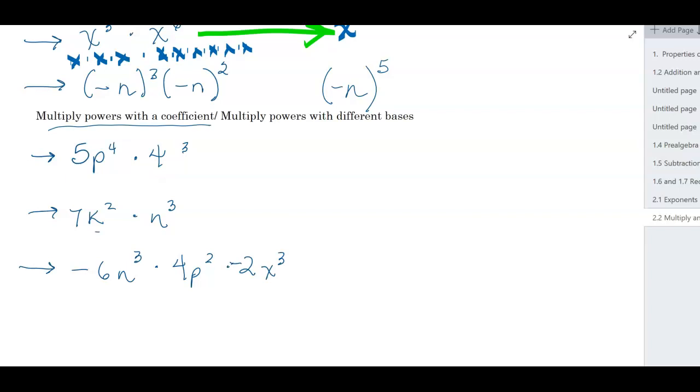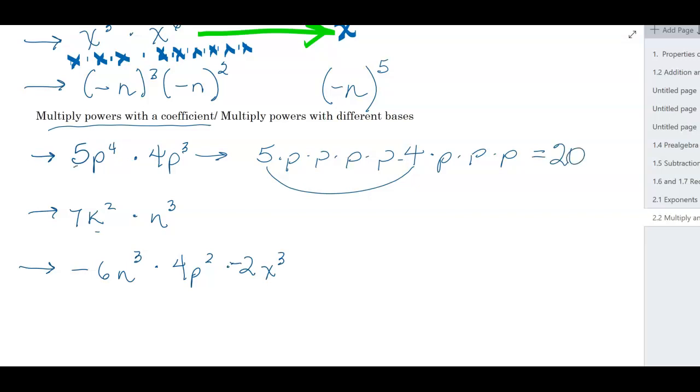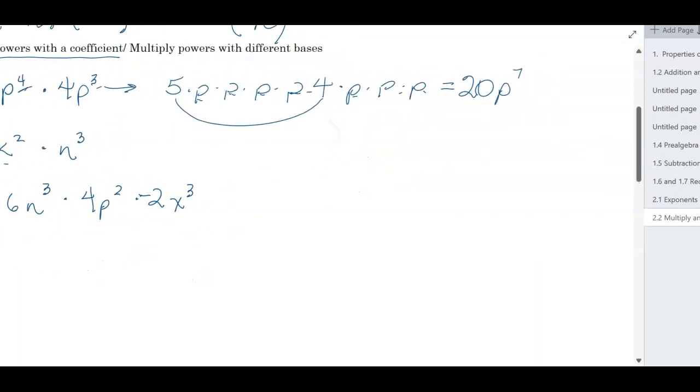If you were to expand these, sorry, I erased the P. If you were to expand these, it would look like this. 5 times 1, 2, 3, 4. And then 4 times 1, 2, 3 P's. So do you see where you're just going to take the coefficients and go ahead and multiply them together? 5 times 4 is 20. And how many P's will be multiplied repeatedly? 1, 2, 3, 4, 5, 6, 7. Because 4 and 3 is 7. There you go. I'm going to do another one just like that before we get to the next.